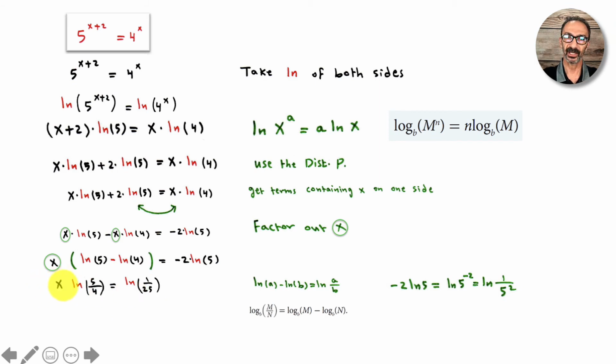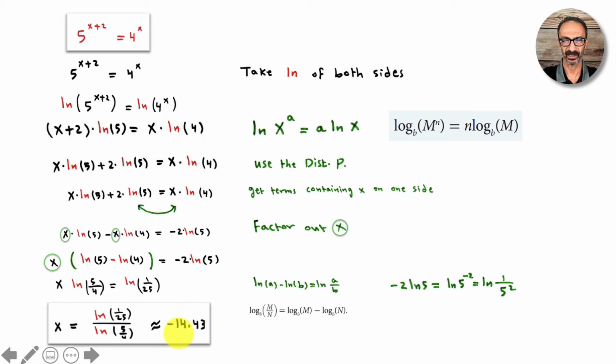We just need x by itself. So I'm going to divide both sides by ln 5 over 4. Okay, here we go. Using a calculator, if you need the decimal form, it's approximately minus 14.43. That's the x value. We're done.